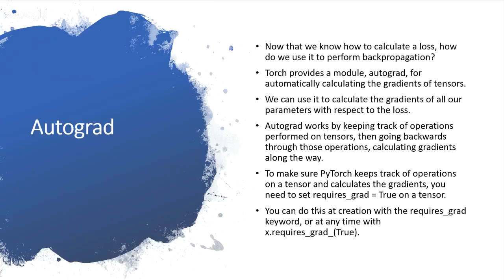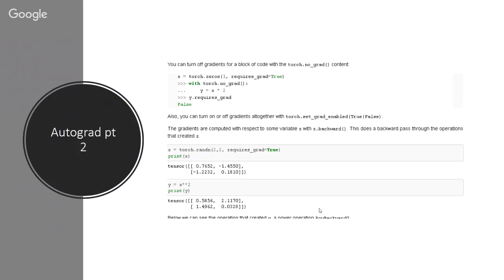You can do this at creation with the requires_grad keyword or at any time with x.requires_grad_(True). You can also turn off gradients for a block of code with torch.no_grad, for example, as seen here. You can also turn off gradients altogether with torch.set_grad_enabled True or False.